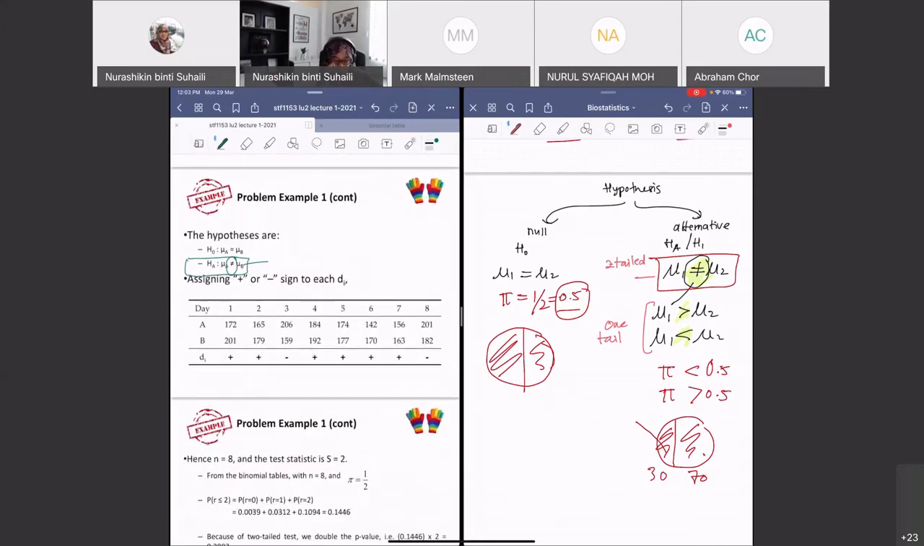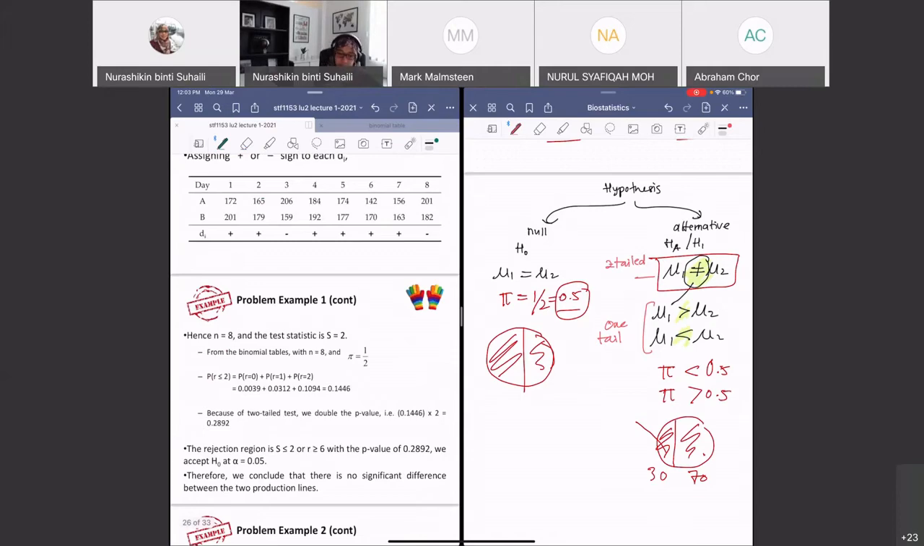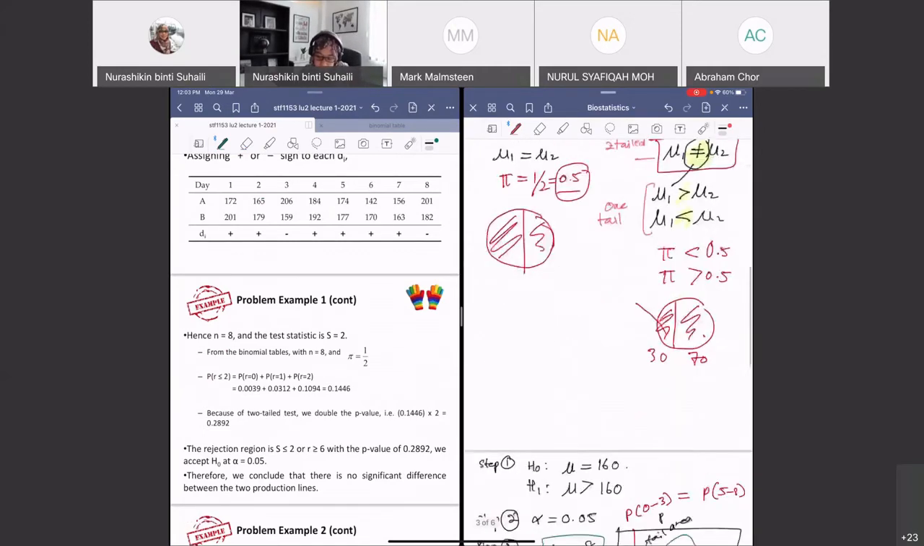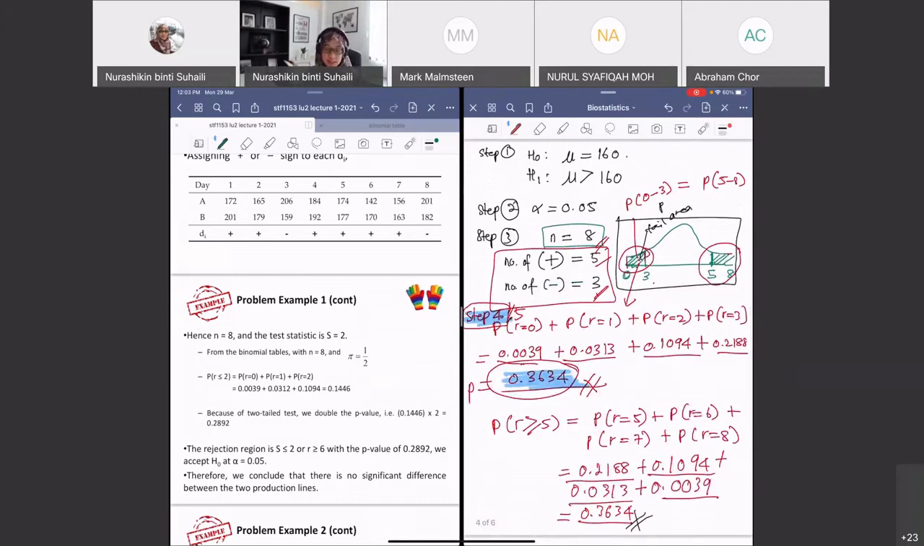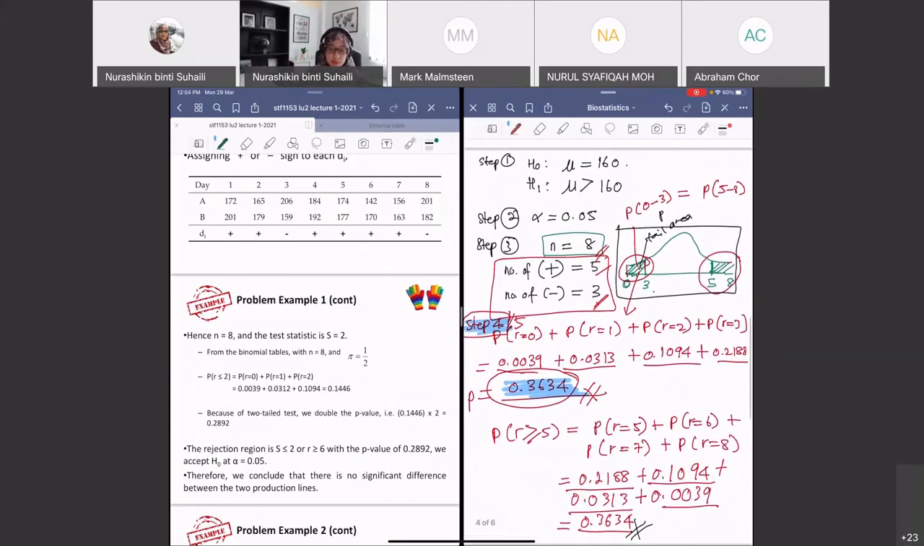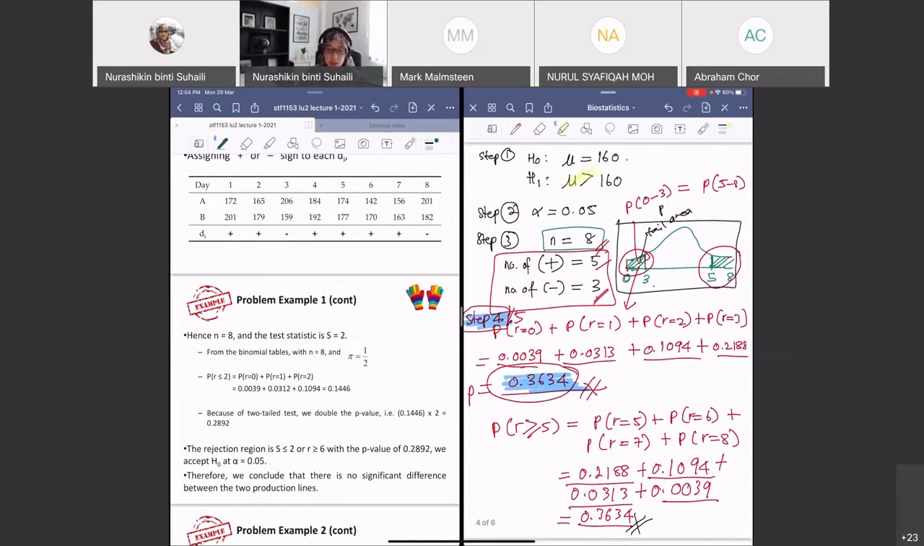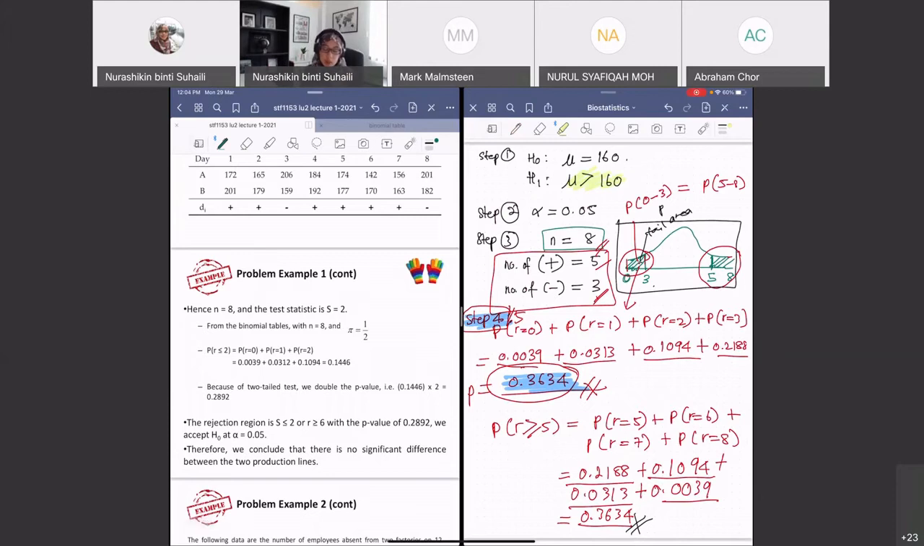The difference between one-tailed and two-tailed test is that just now, in this example, we only considered one tail, either the left tail or the right tail, and because they are equal, we can use either one. But we cannot use both, because this one is one tail. That's why we use one tail only. But what happens if our alternative hypothesis is set as not equal to 160? In that case, we have to consider both tails.